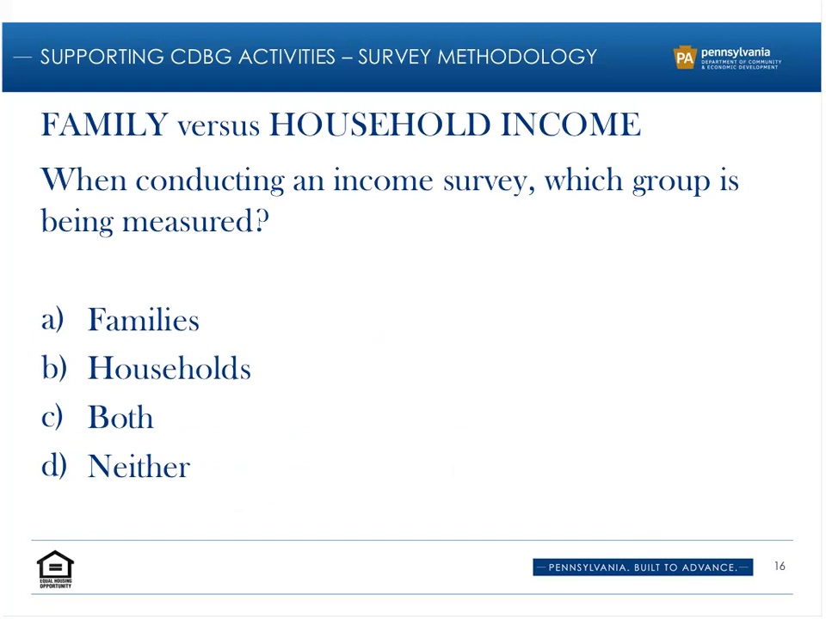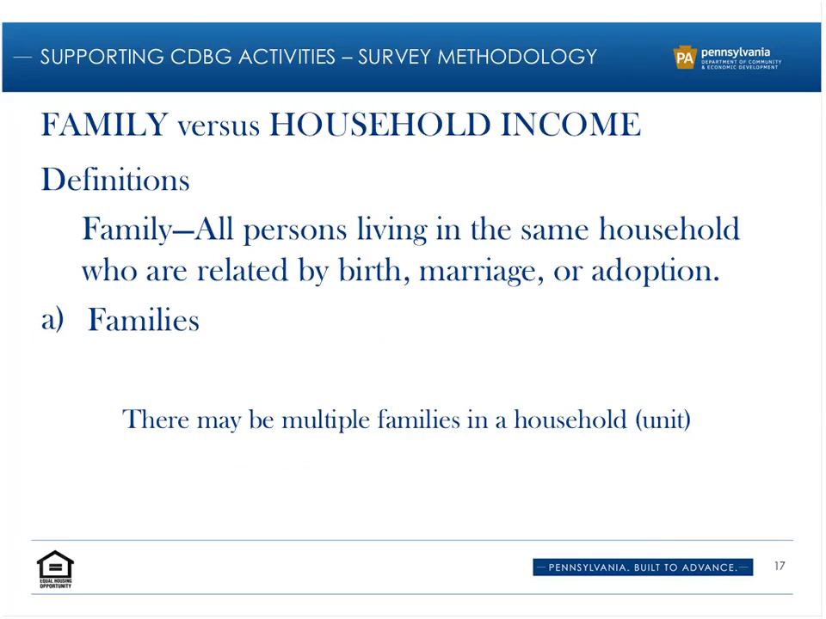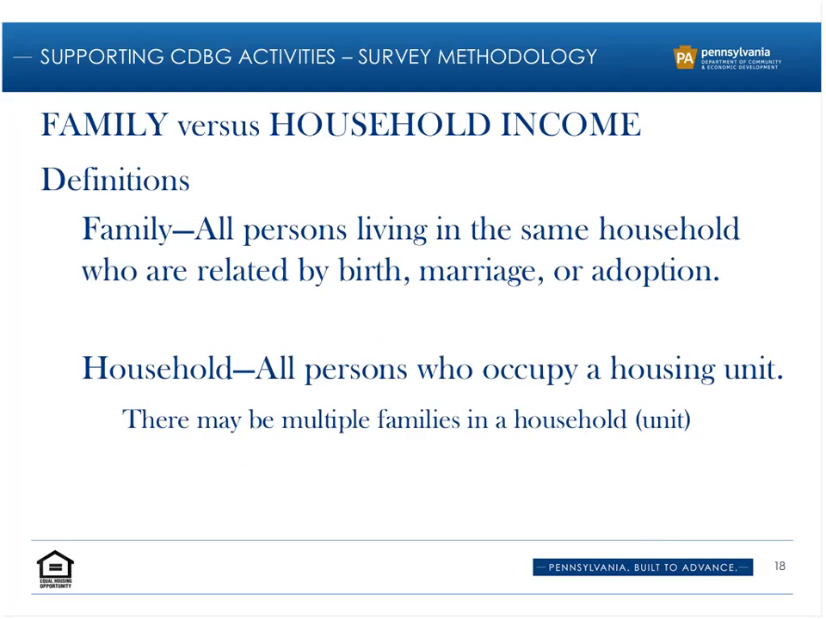So family versus household income. We conduct a survey, which group is being measured? Families. That's who we need to look at, families in the service area. A definition of family is all the persons living in the same house who are related by birth, marriage, or adoption. And the household is listed as all persons who occupy a housing unit. But for surveys, HUD clearly defines that we have to go after family income.